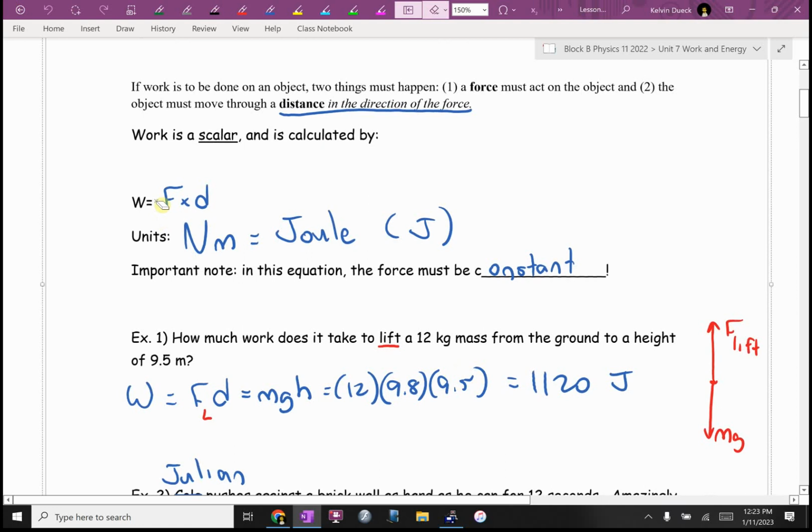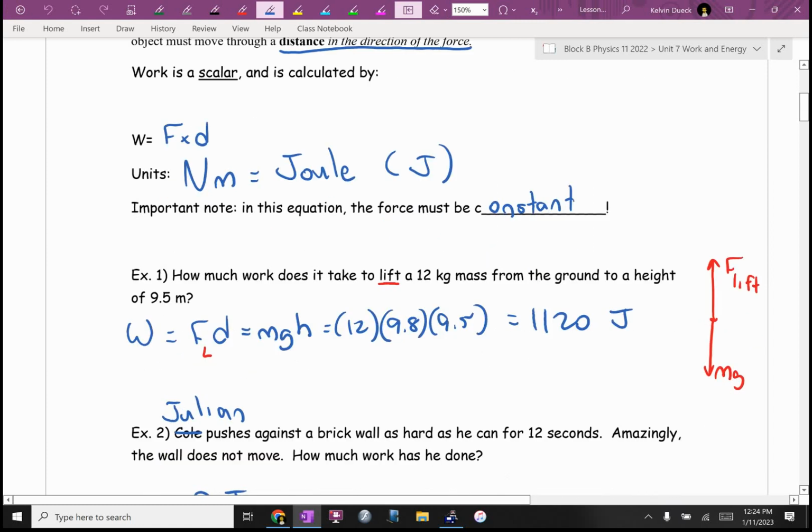This is the easiest equation for work. Colton, it's also the least useful because it's the most restrictive. It only works if the force and the distance are in the same direction, and it only works when the force is constant. Then I looked at one specific situation. I said, for example, I like example one.